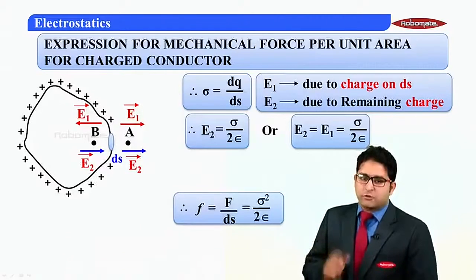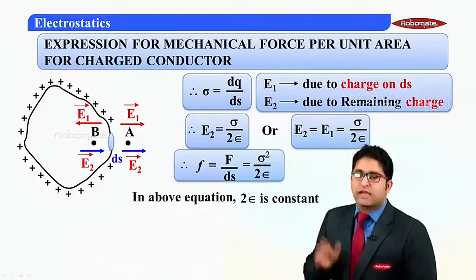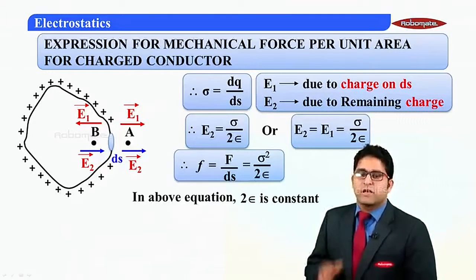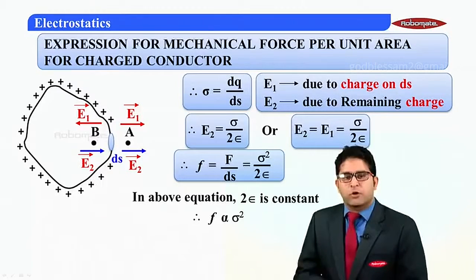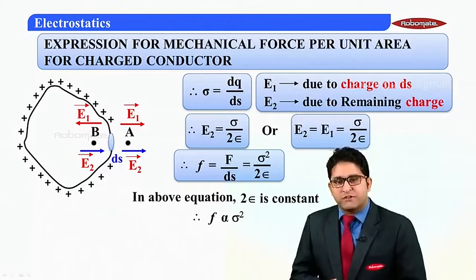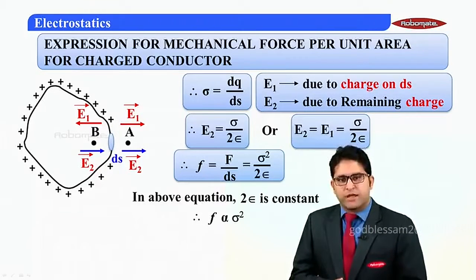Now students, see 2 epsilon is again constant in this case, and as 2 epsilon is constant, I can say this mechanical force per unit area is directly proportional to sigma square, right? So students, in this particular module we have learned a very important derivation of mechanical force per unit area. So that's it for this particular module. I'll see you in the next module.